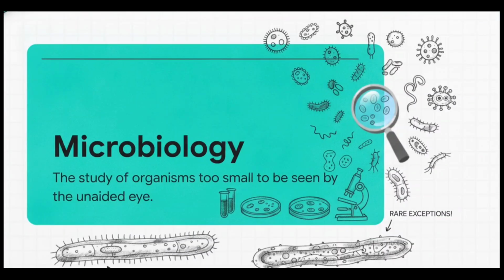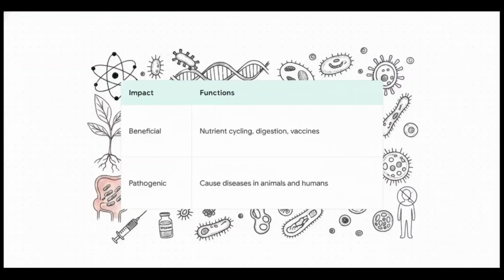Microbiology is strictly defined as the scientific study of microscopic organisms. This means analyzing biological agents that are simply too small to be observed clearly by the unaided eye. There are, however, some rare and fascinating macroscopic exceptions, like the massive bacteria Theomargarita and Epulopiscium, which completely break this conventional rule. Microorganisms exist in a delicate balance regarding their impact on higher life forms.